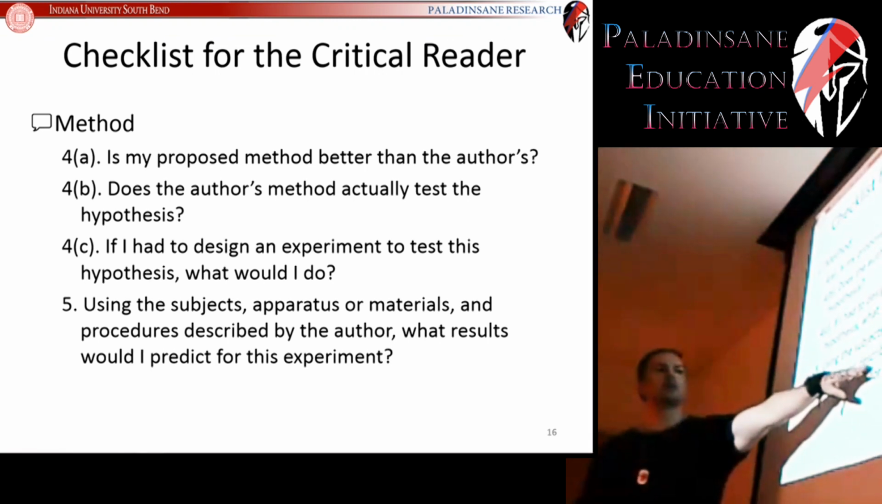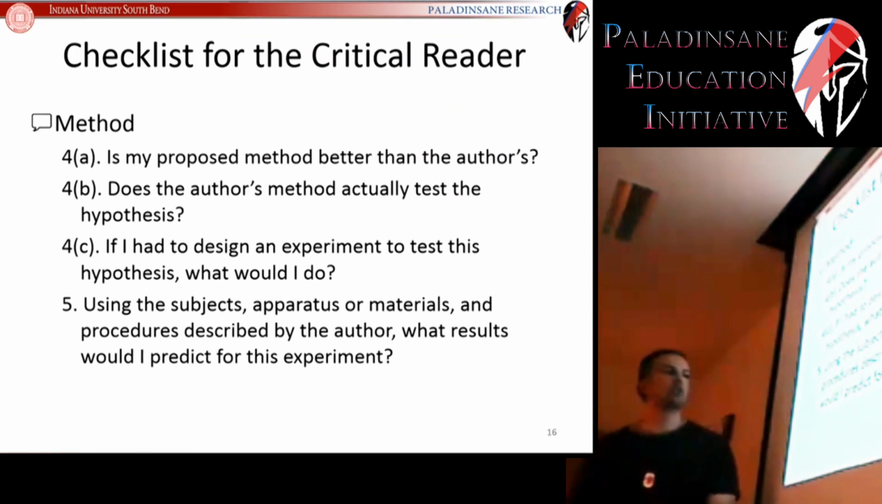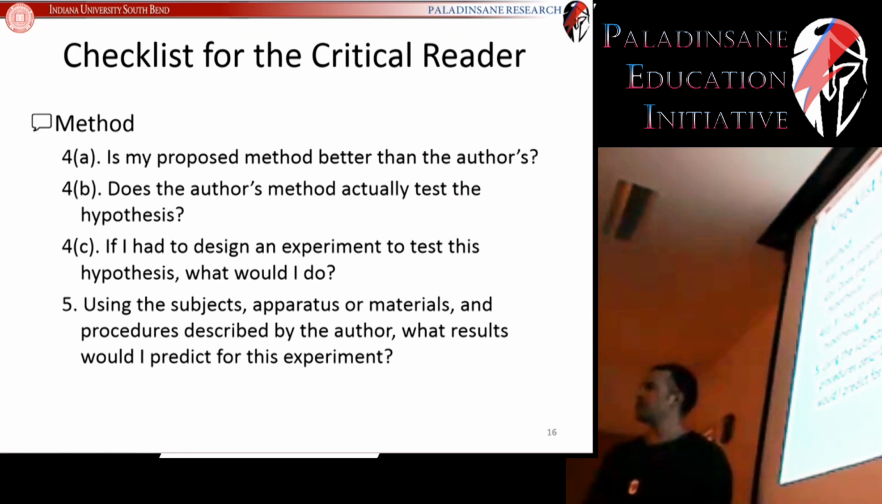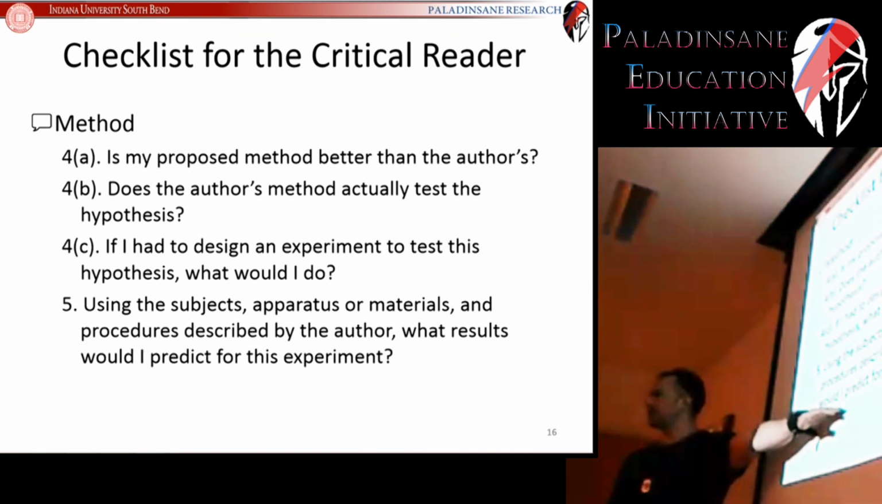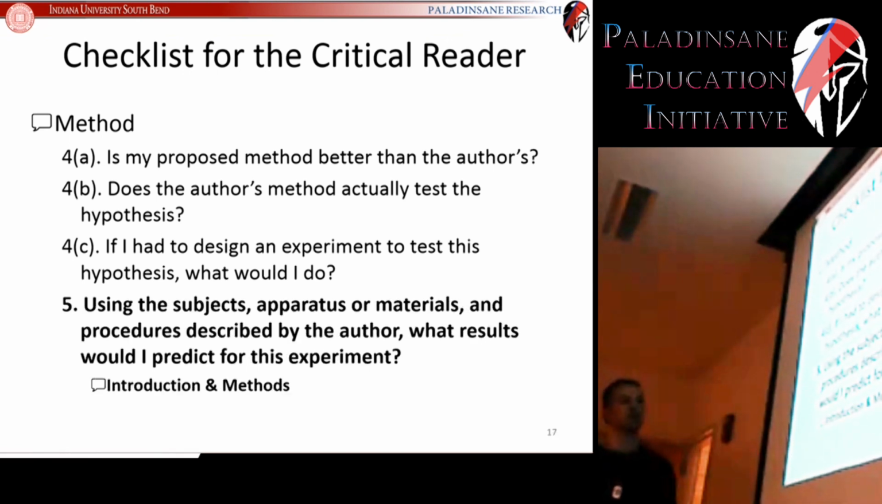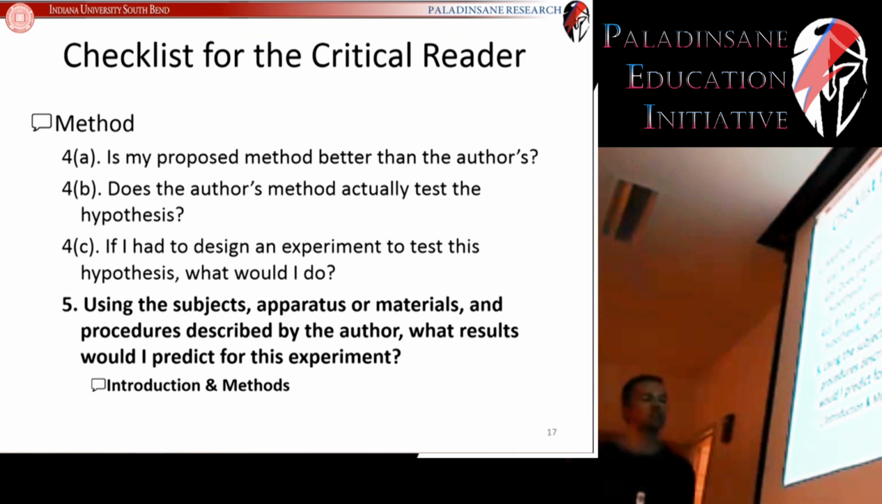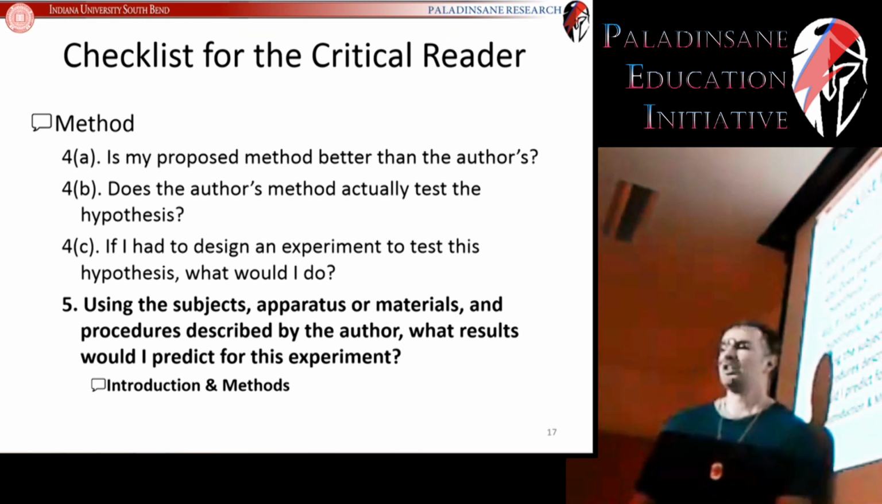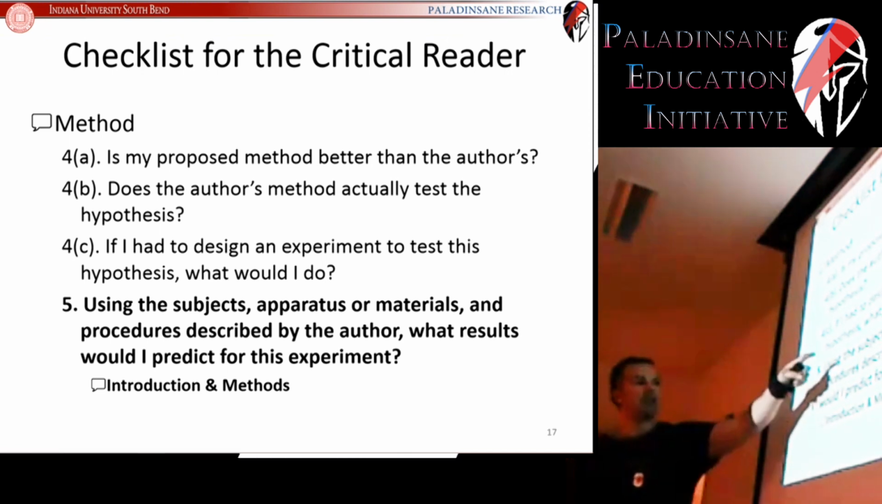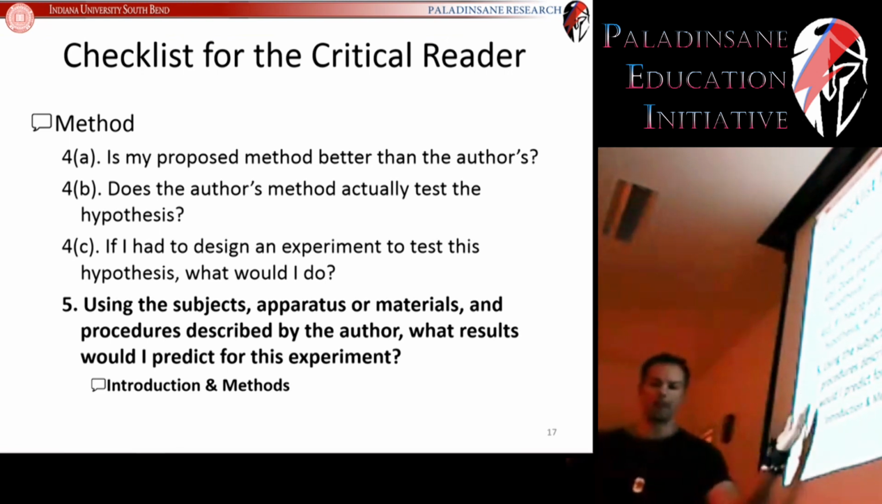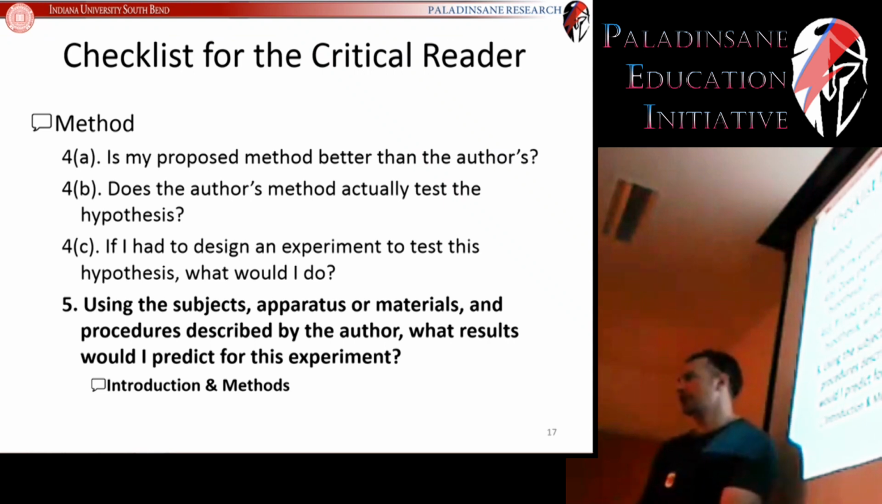And then, lastly, using the subjects, apparatus or materials, and procedures described by the author. So given what the author just told me, what you just read, what results would I predict for the experiment? The results section is the next one that's coming up. Right? So given the introduction that you read and the methods that you just finished reading, you should be able to say, this is what I predict should occur. And that needs to be done before you read what actually occurred.